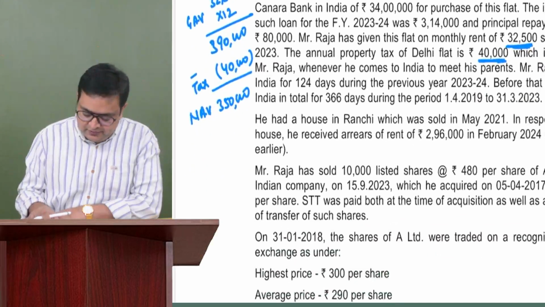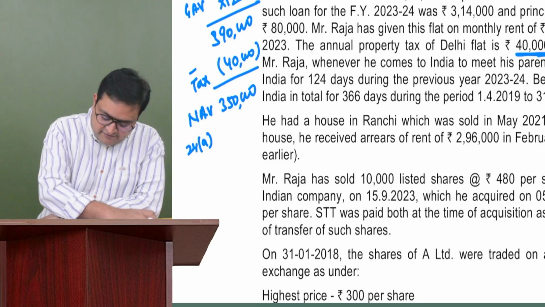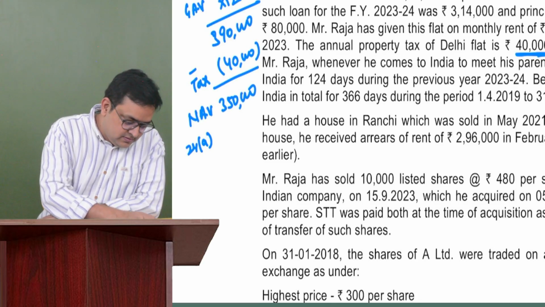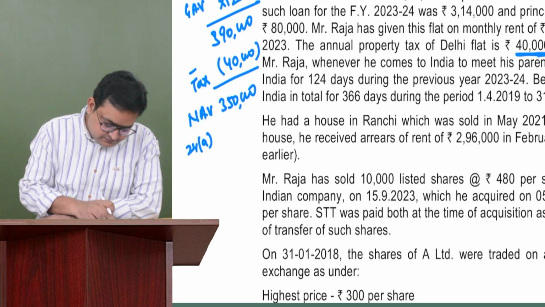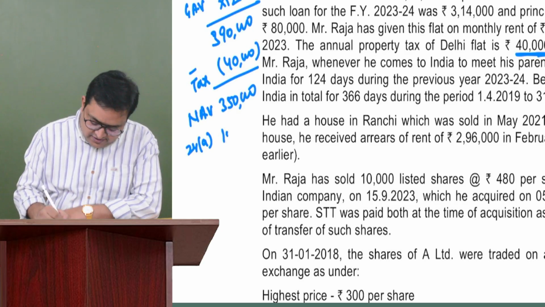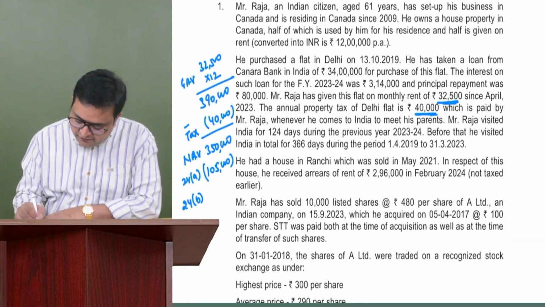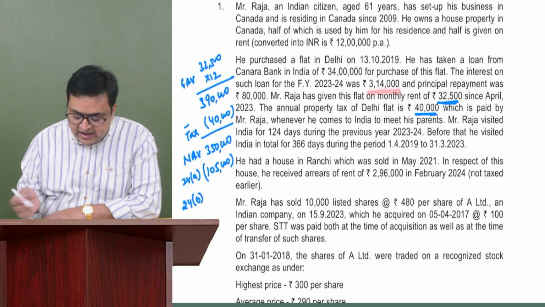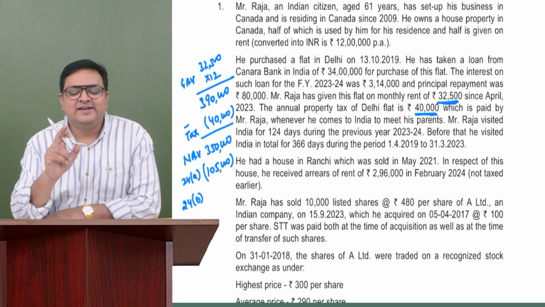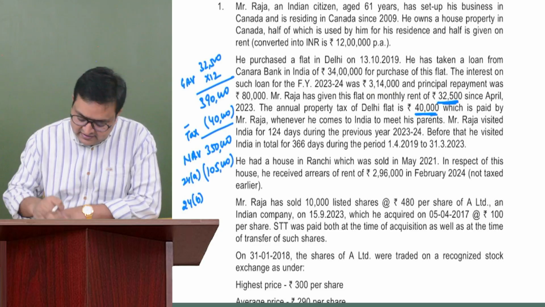Correct. Out of this NAV, since it's a let-out property, the 24A deduction of 30% standard deduction would be available. 350 minus 30% gives 1,05,000 as 24A. Then 24B, interest on borrowing. He has taken a loan for purchase of the house, so interest on borrowing is 3,14,000, and the entire amount can be allowed. Would it be restricted to 2 lakh? No, it is not a self-occupied property, so there is no limit in case of interest.